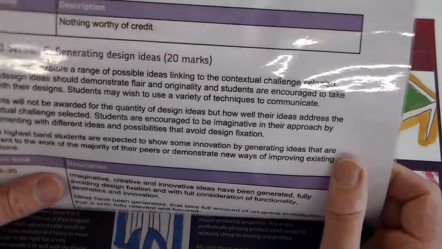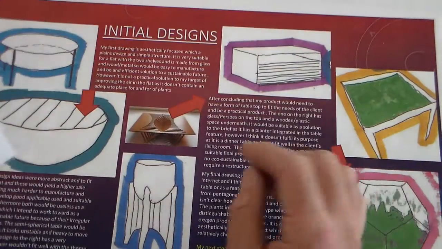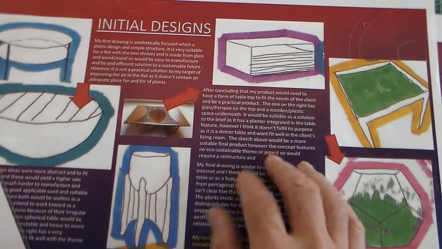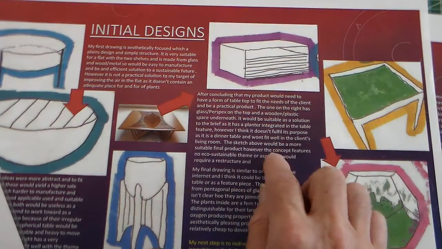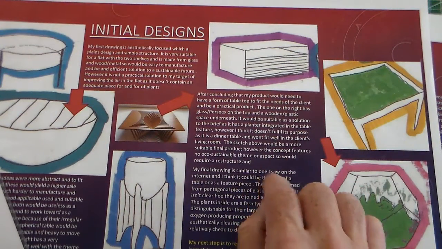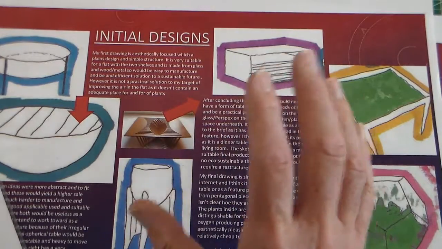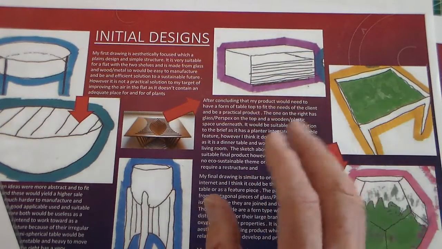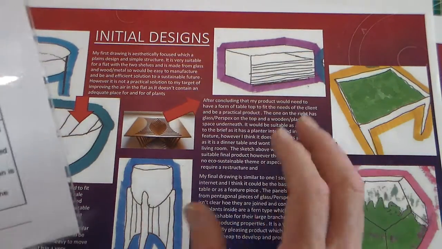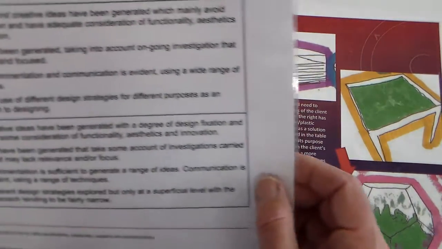What is design fixation? It's perhaps drawing a round teapot with a square handle, a round teapot with a round handle, a round teapot with a triangle handle, where you're just keeping the same design but just changing small aspects of it. So I think that's what we can call that.